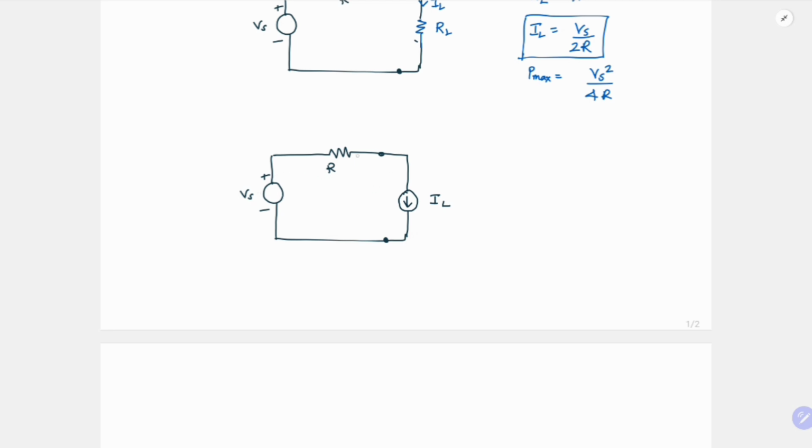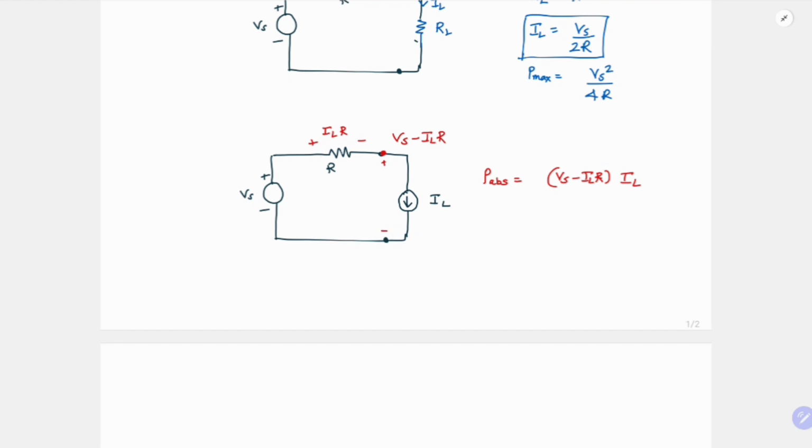So if it is Vs and IL is flowing, what will this voltage be? This drop is IL into R, right? So this voltage is Vs minus IL into R. So what is the power across this IL? And we want only the power absorbed. Absorbed is equal to Vs minus ILR into IL. So it is the voltage across the current source into the current flowing through it. And for power absorbed to be positive, the current should flow from the positive to the negative terminal.